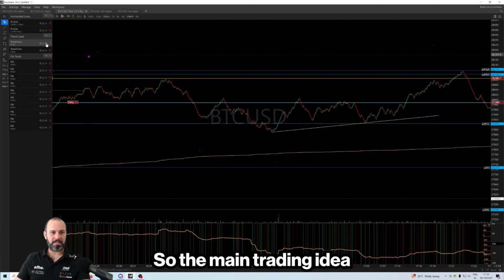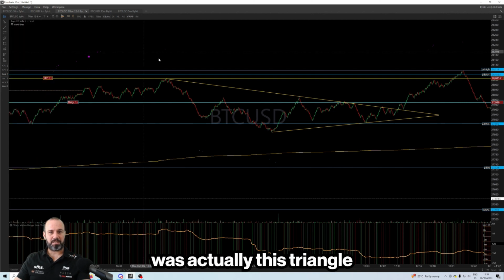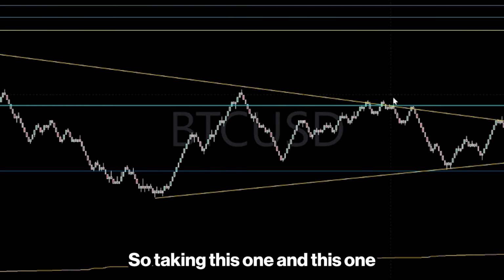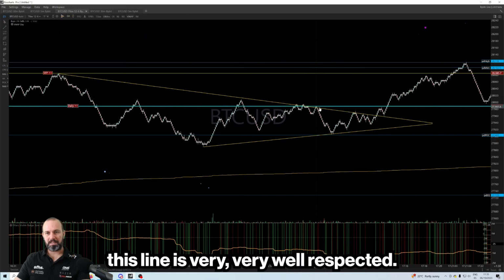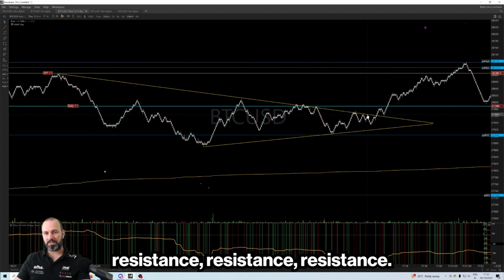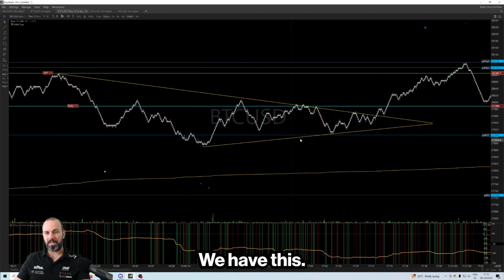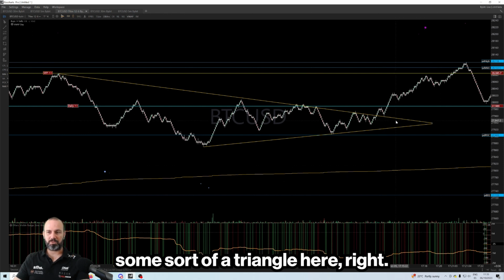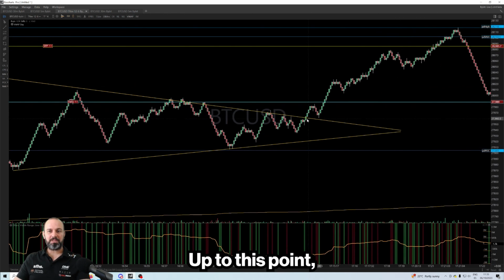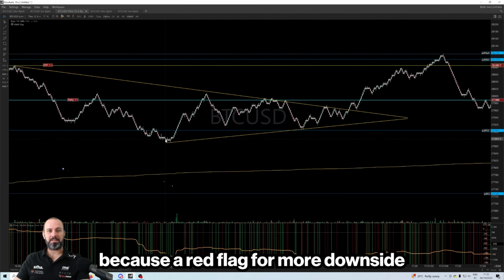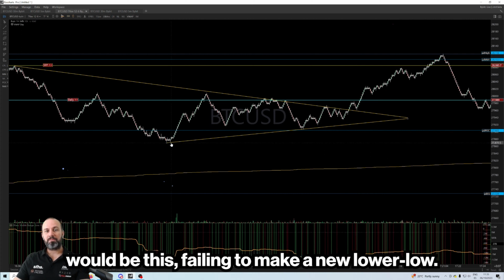So the main trading idea was actually this triangle, because the price was kind of forming a triangle here. Taking this one and this one and this one, you can see this line is very well respected: resistance, resistance, resistance. And also to the downside, we have support, support, and so on. So we're building some sort of a triangle here, right? The red flag for more downside would be this failing to make a new lower low. So that was the problem.